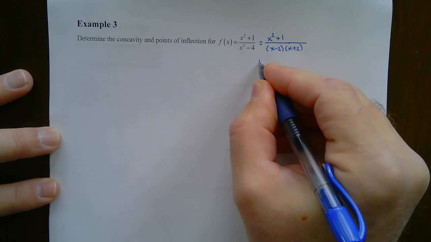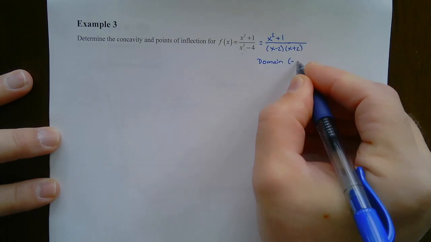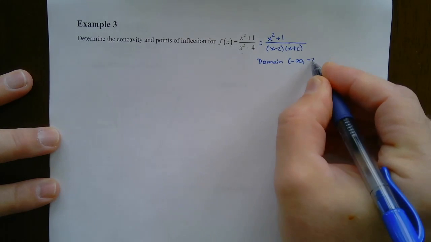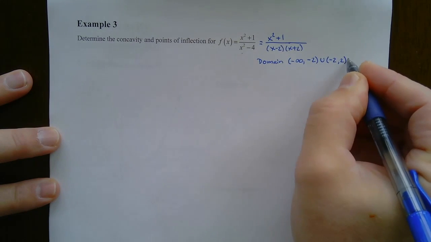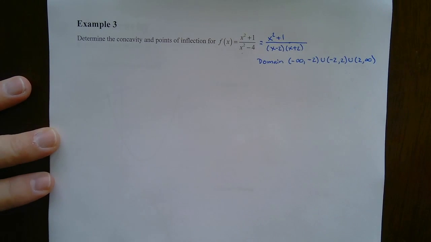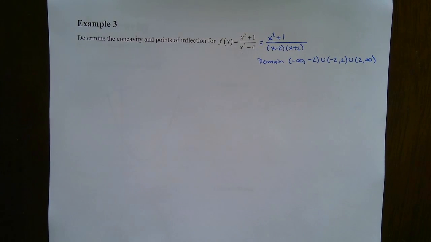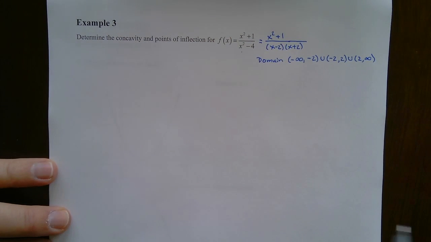So the domain would be negative infinity up to negative 2, and then union, negative 2 to 2, and then union, 2 to infinity. Okay, so that's the domain. So our critical numbers, if we find them, have to come from within the domain. All right, so let's start trying to find the critical numbers for this.